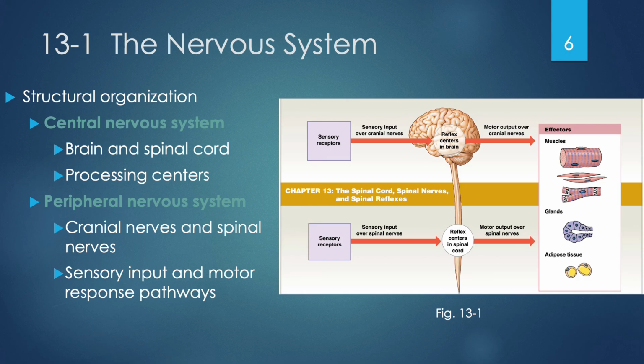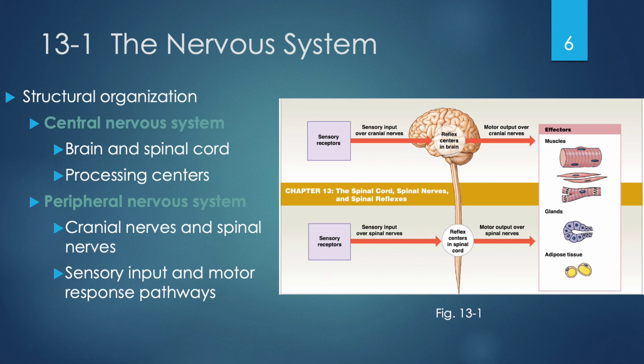And so really what's happening here is that the peripheral nervous system is going to be sensing the environment and then taking that information and sending it to the central nervous system for processing. And then that processing is going to allow for motor response pathways to be sent from the central nervous system to the peripheral nervous system out to all sorts of effectors. So this can include things like our muscles, our glands, our adipose tissue. So this is the general layout.